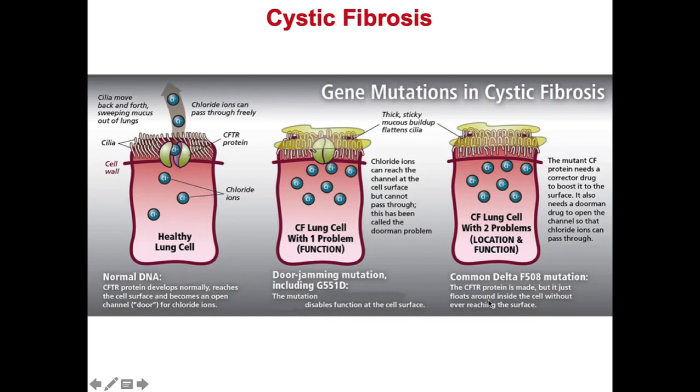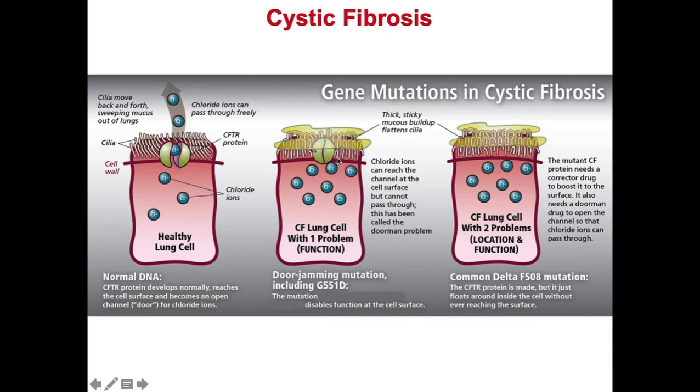We also have mutations where an amino acid can actually be deleted. So this is a common one, what they call delta F508, and what this means is that the protein is made normally, but it doesn't get to the position in the cell where it needs to. So the mutant protein needs what we call a corrector drug, and what this does is it allows the channel then to go to the cell surface where it can actually function properly.